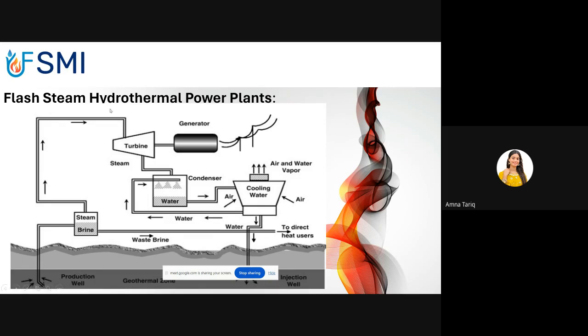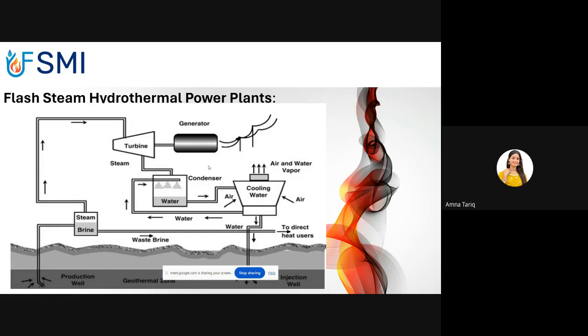Then, after the turbine, next is the generator, same as we discussed before: a machine that converts the rotational energy from the turbine into electrical energy. And the condenser, a heat exchanger that cools and condenses the steam from the turbine into water. And next is the cooling water. Water circulates through the condenser to absorb heat from the exhaust steam.